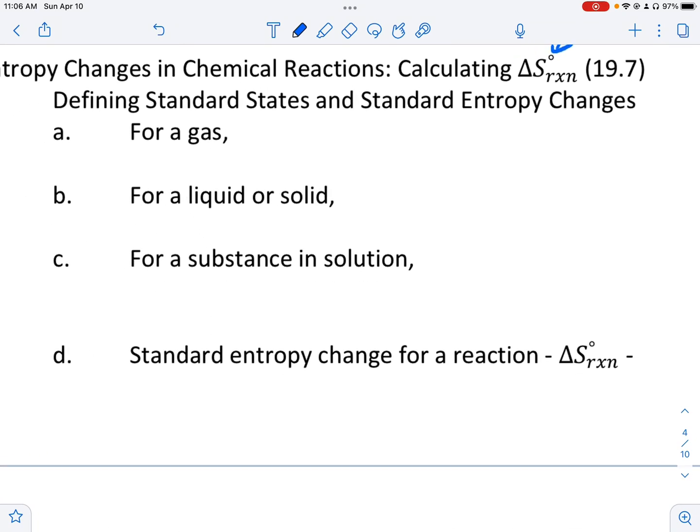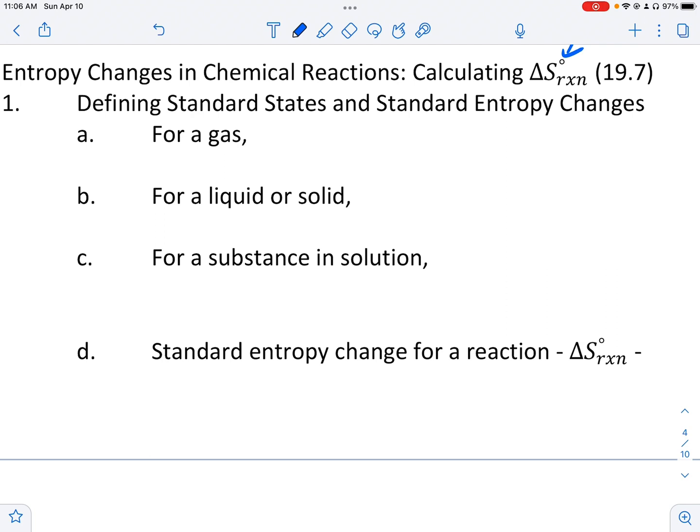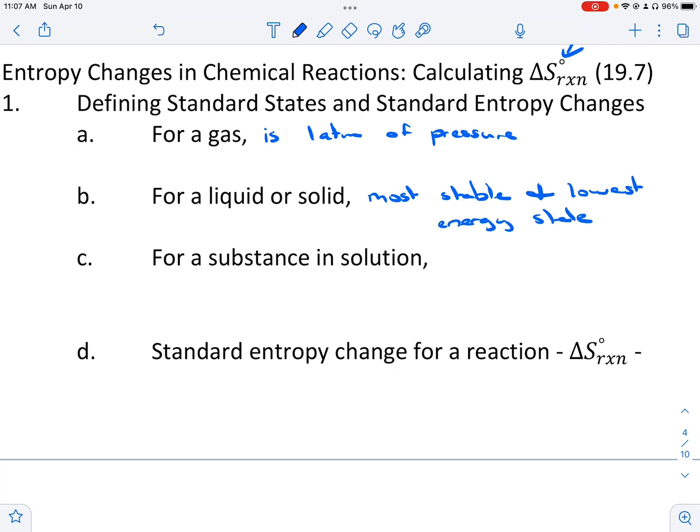So, standard states. If we have a gas, our standard state of a gas is 1 atm of pressure. If we have a liquid or a solid, we're just talking about its most stable and lowest energy state. The key on that one would be carbon. We would talk about carbon being graphite. That's its most stable state and its lowest energy, right? Not diamonds, even though it is a standard state.